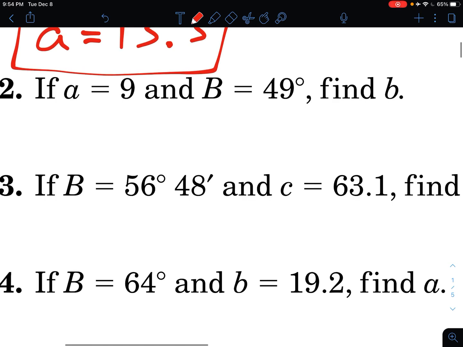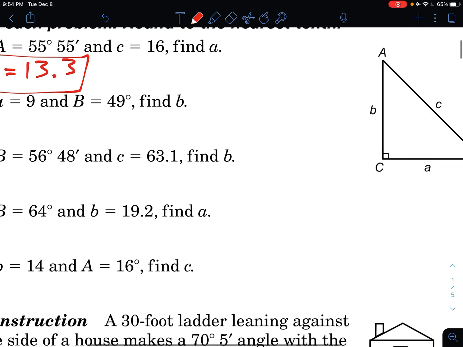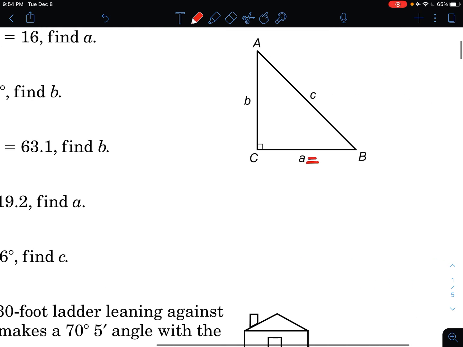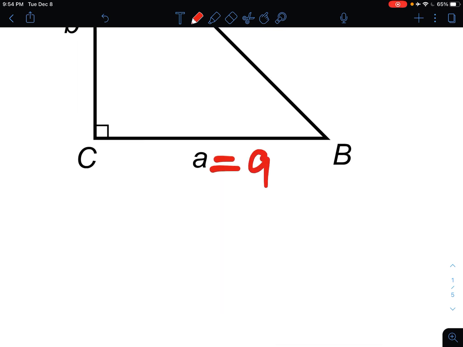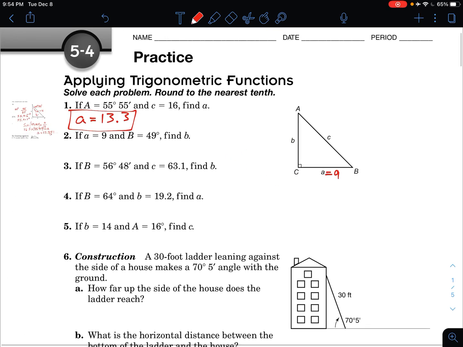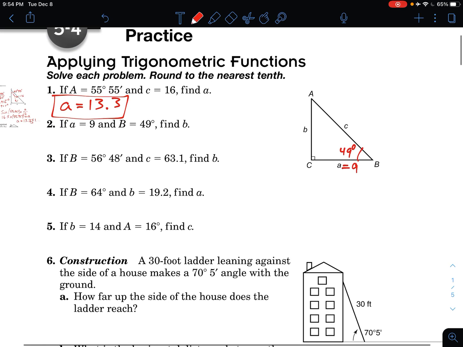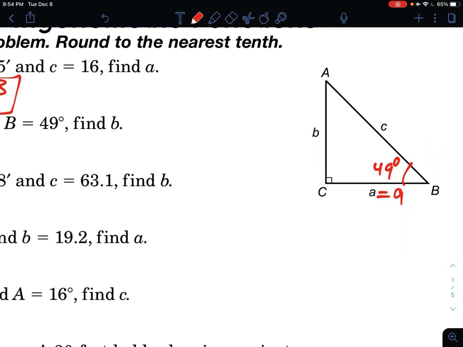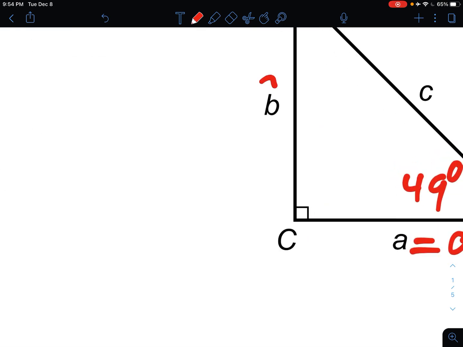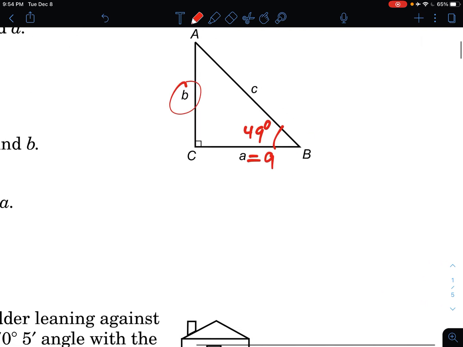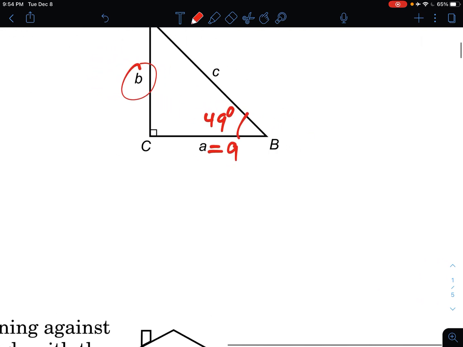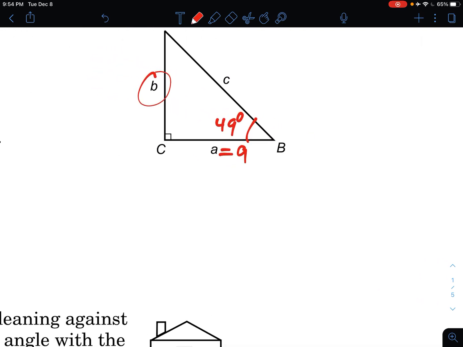So we have A is 9. So A is 9 here. That's one of the legs. B is 49, the angle 49 degrees. And B is what we're trying to find right here. So we know we have the opposite and the adjacent. The only one we can use in this case is tangent.